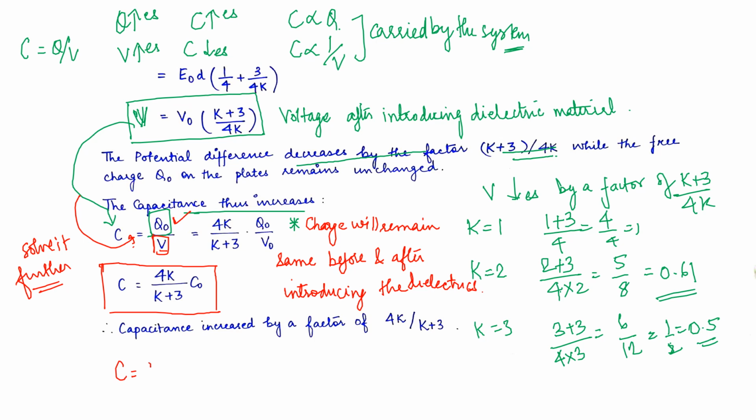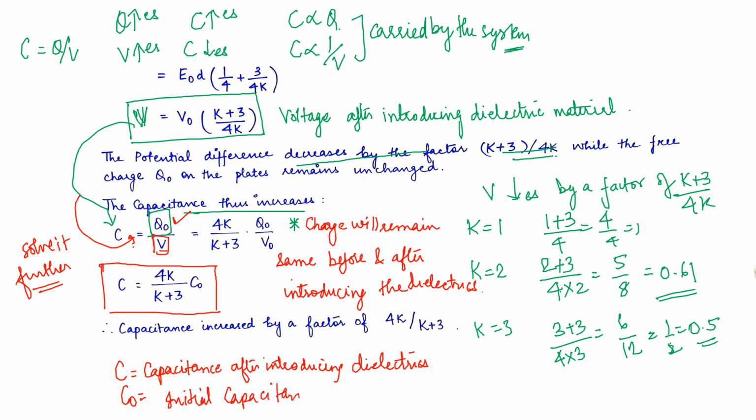C is the capacitance after introducing the dielectric, and C naught is the initial capacitance. Now the capacitance after adding a dielectric is increased by a factor of 4K upon K plus 3.